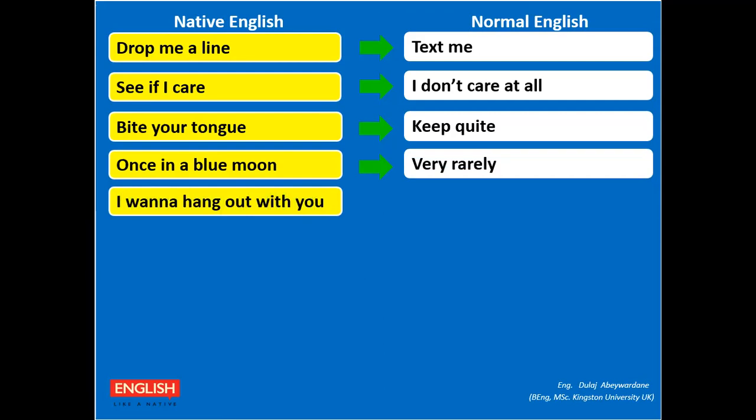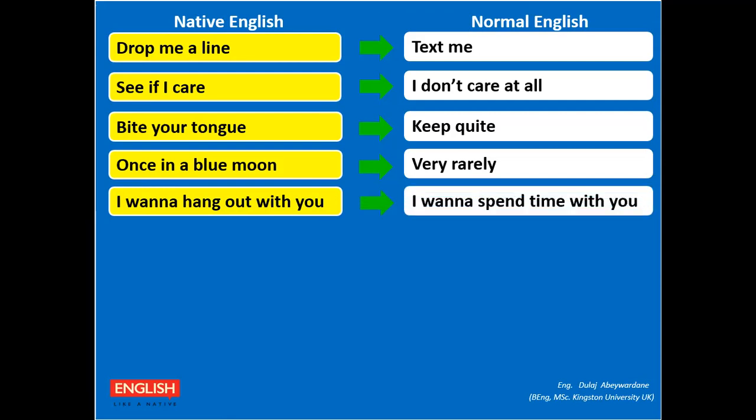And also the next one: "I want to hang out with you." What do you mean by hang out? Hang out means to have a rest somewhere. You have heard that some cafes are also called Hangout. That means you take some rest with a particular person. I want to hang out with you means I want to rest with you, to talk with you, to spend time with you. So you use "hang out" instead of "spend time."